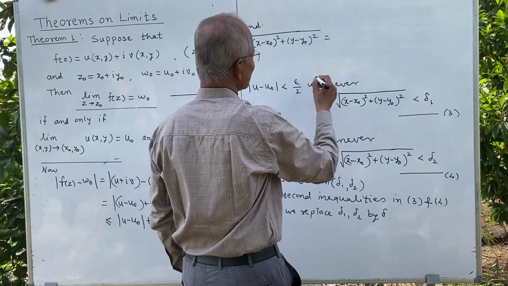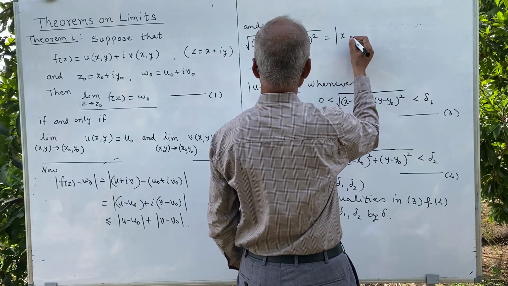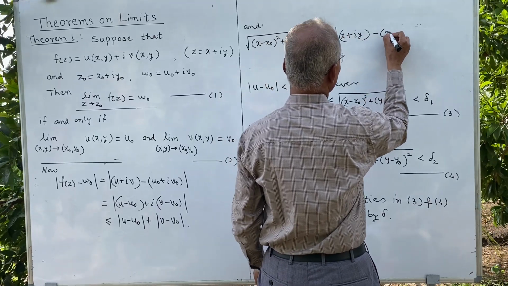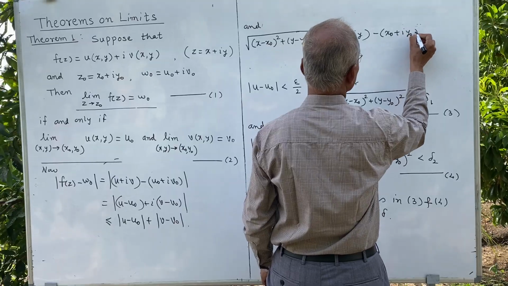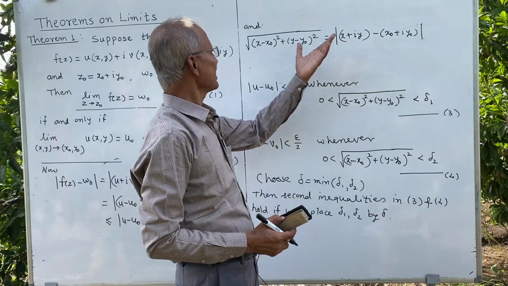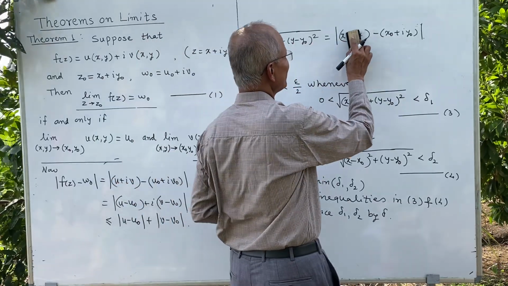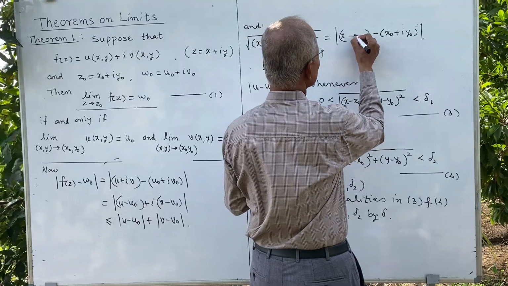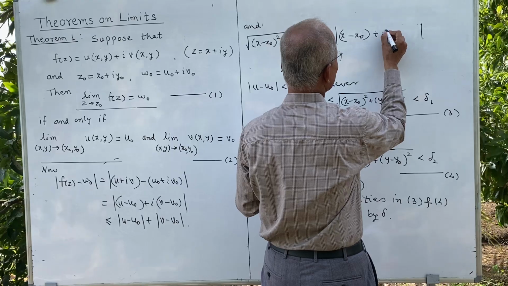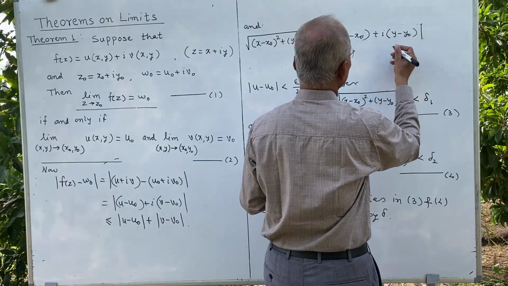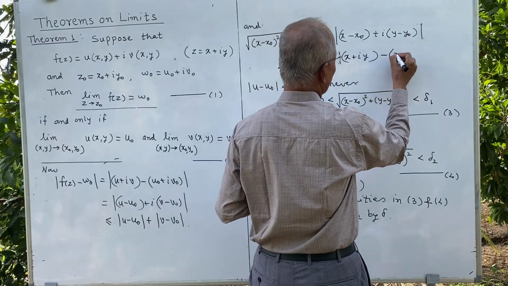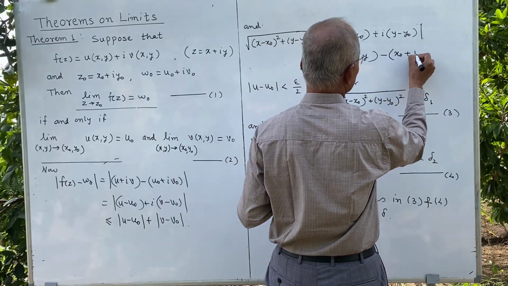So, this is actually the difference of x plus I y minus x naught plus I y naught. You see absolute difference of this, x minus x naught plus I y minus y naught, which is same as mod of x plus I y minus x naught plus I y naught.